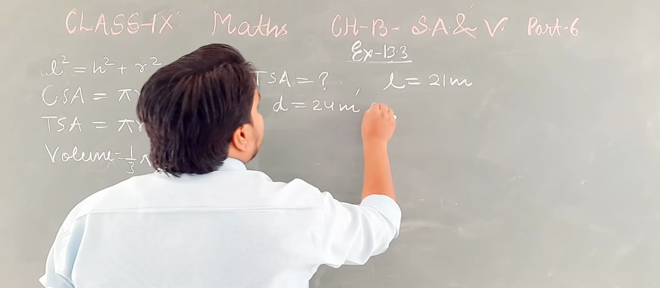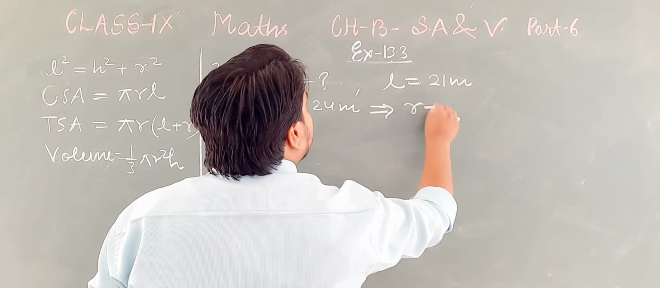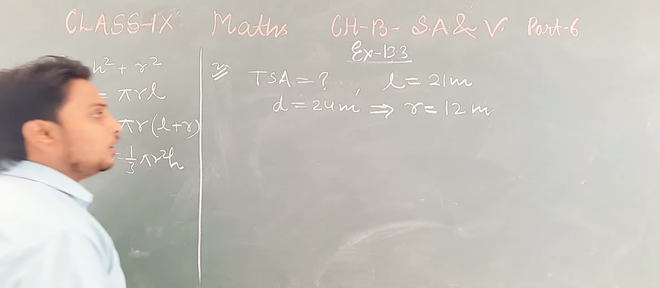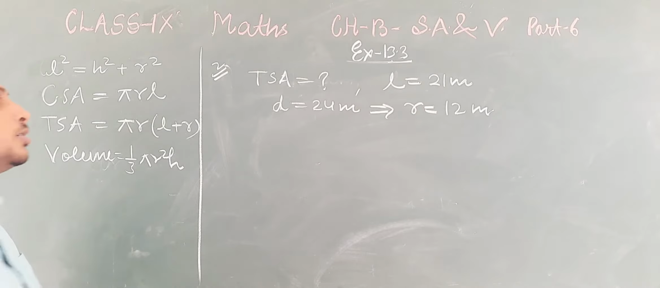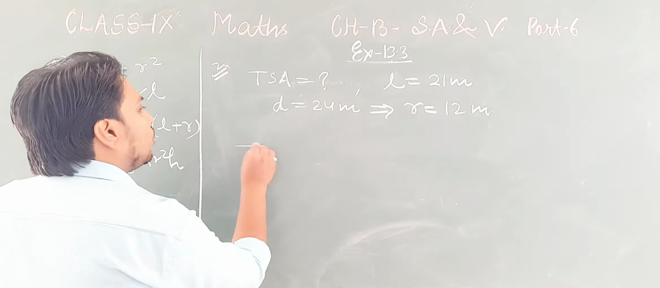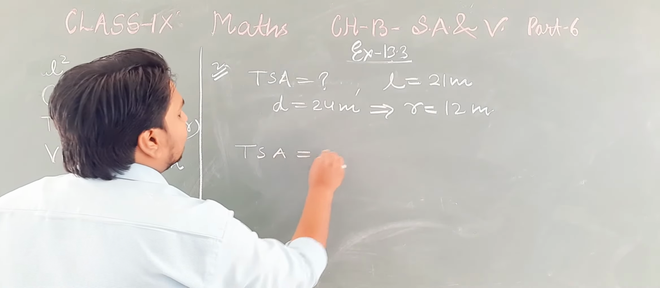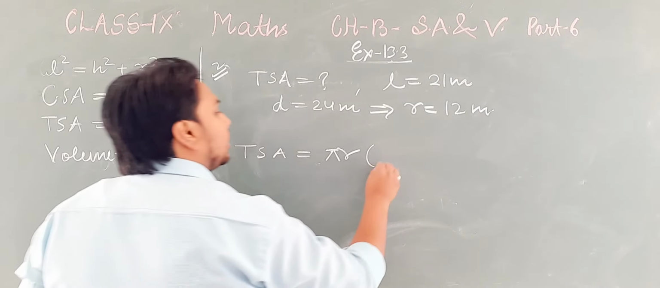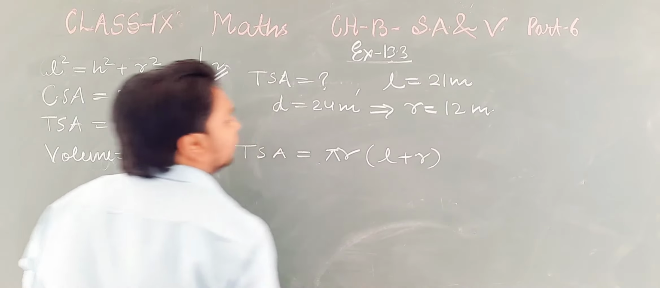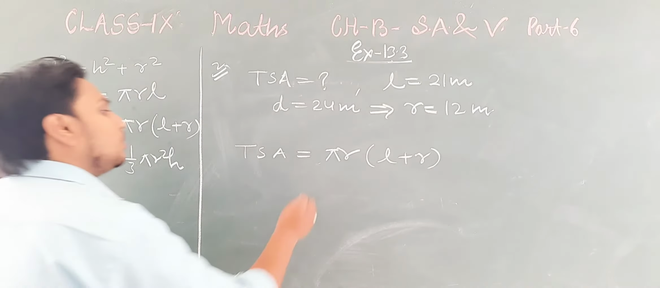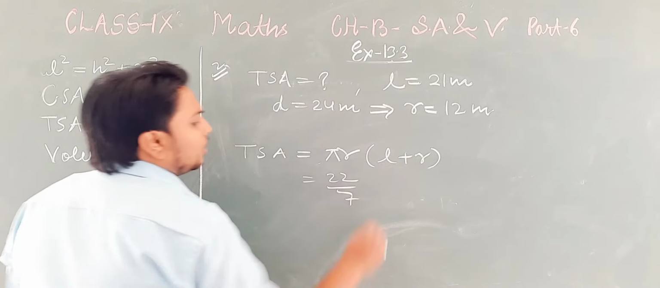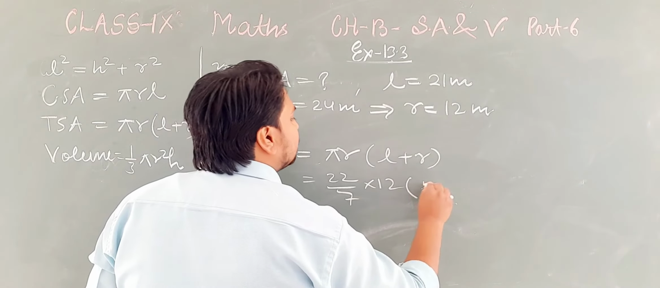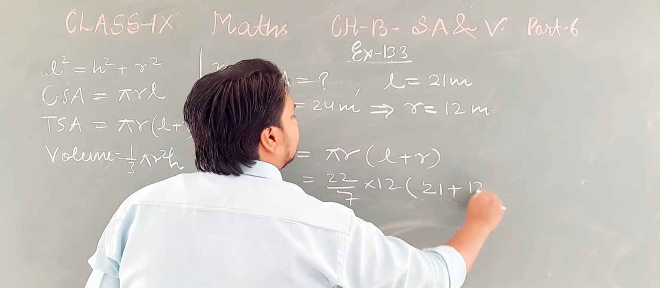So if the diameter is 24, then its radius will be half of the diameter, that is 12 meter. So what is the total surface area of cone? See here, total surface area of the cone is pi r (L plus r). So it will be 22 by 7. R is 12. L plus r, L is 21 and r is 12.